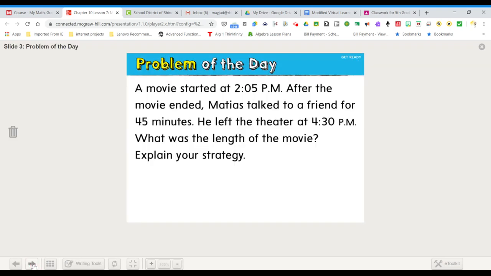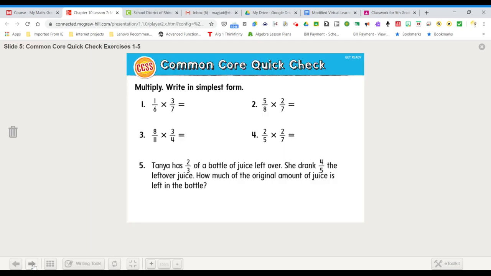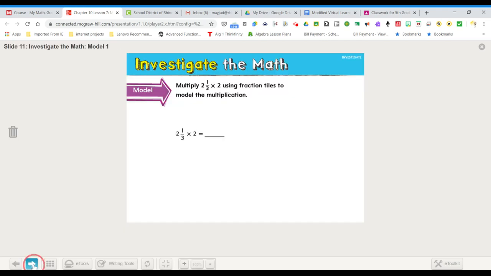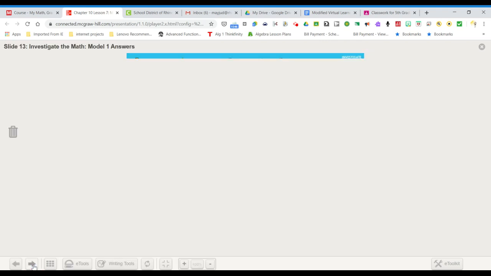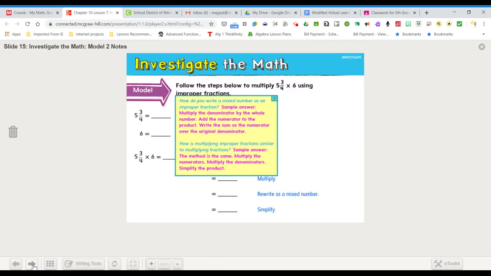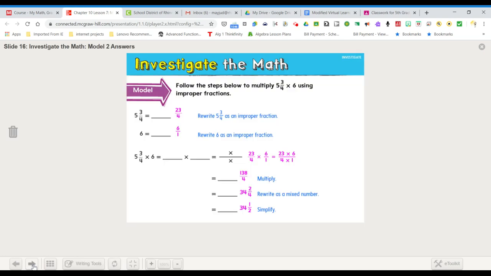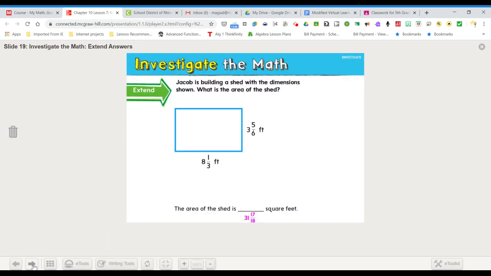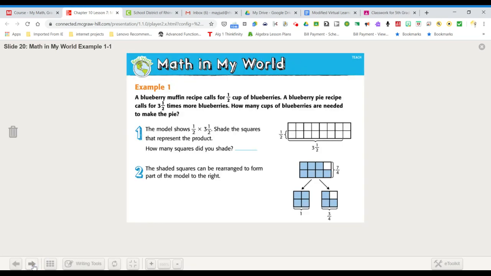If you want to turn to chapter 10, lesson 7, that's the lesson that we're working on today, chapter 10, lesson 7. I'm going to click fast forward here. If you need to pause the video to get to the right page, feel free to do so. We're going to be doing a little bit of a review on how to multiply just fractions, and then we're going to be looking at the new lesson for today. So again, it's chapter 10, lesson 7.